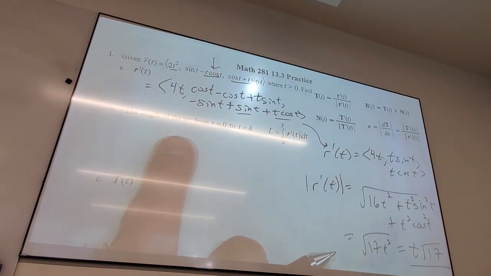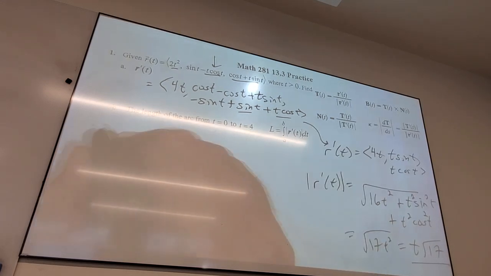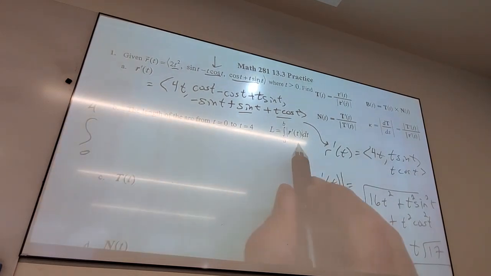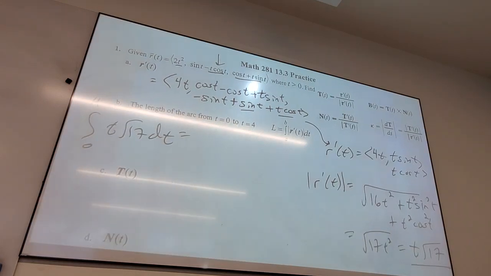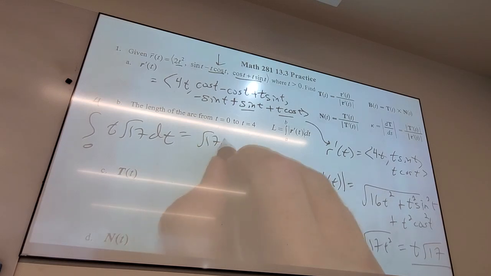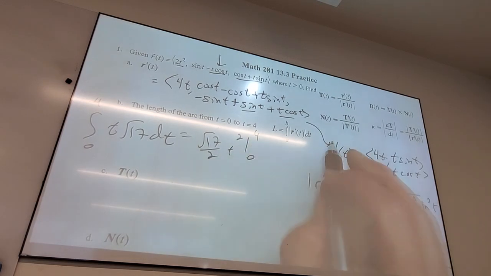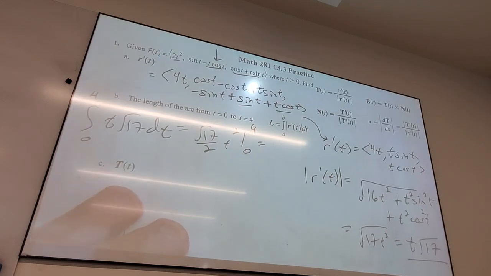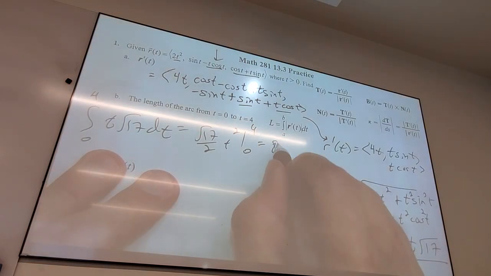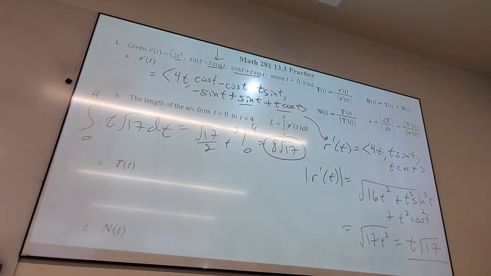So now to figure out the length, I just have to integrate from what to what? And then we figured out it's t rad 17. Rad 17 is just a constant, so who cares? What's the integral of t? t squared divided by 2. So this would be this from 0 to 4. So I end up with 8 rad 17. You guys see that? 4 squared, 16, divided by 2 is 8. So I get 8 rad 17 units, whatever the units are.